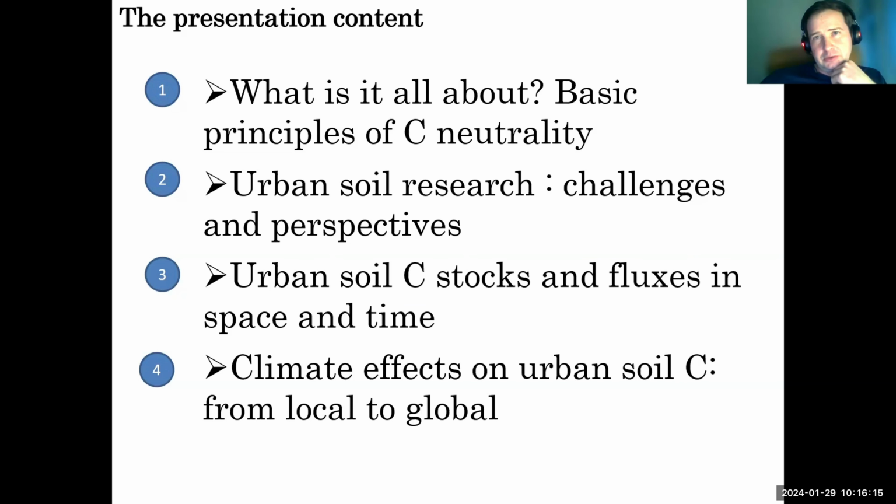We'll start with the general idea of carbon neutrality, like what is it all about? And then we will focus on urban soil research, challenges and perspectives. And then we'll go into more details about carbon stocks and fluxes in urban soils. And finally, how they interact with the climate at different scales.